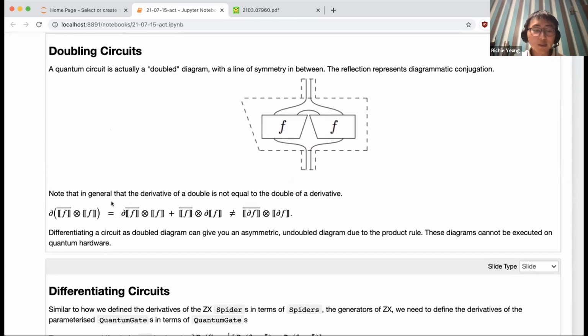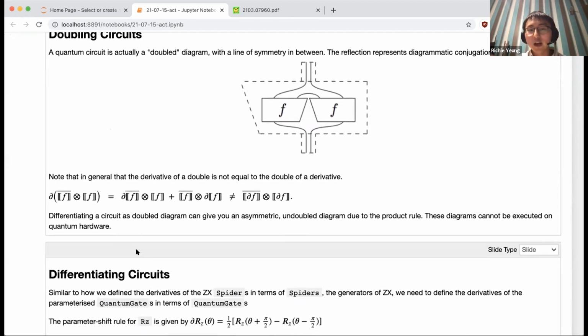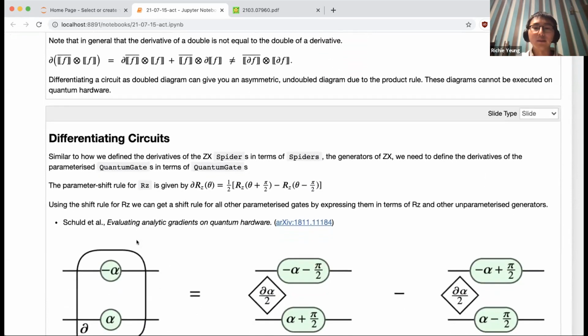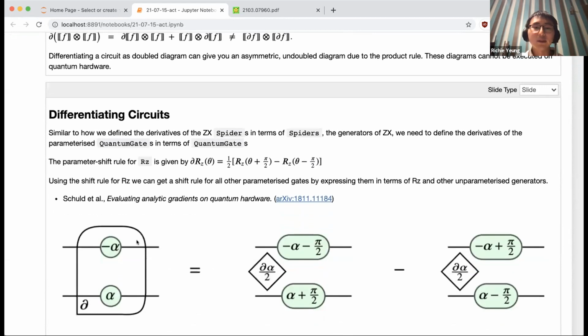The problem is that when you differentiate a circuit, if a gate appears once in the original circuit, when you double it, it will appear twice. You need to apply the product rule, and when you apply the product rule, you get a symmetry. And the symmetry means you can't evaluate this on quantum hardware since it's no longer a doubled diagram. So what we really need is a way to differentiate doubled generators back into doubled diagrams.